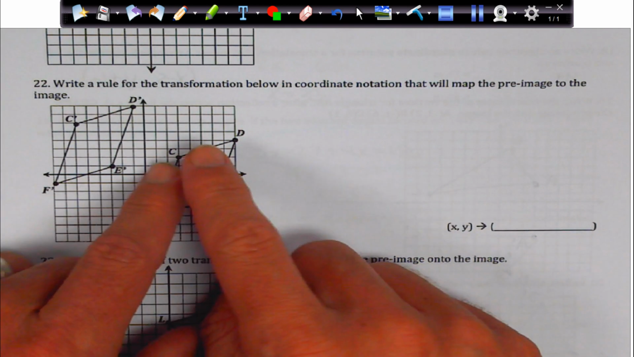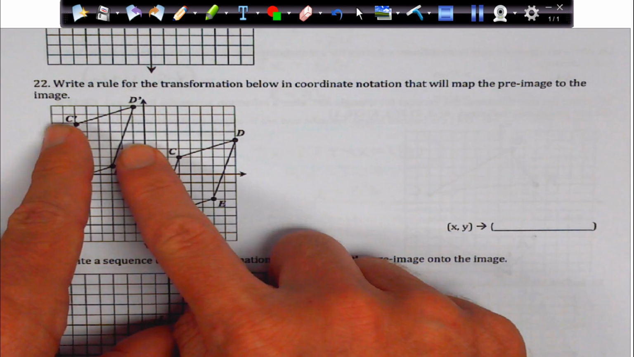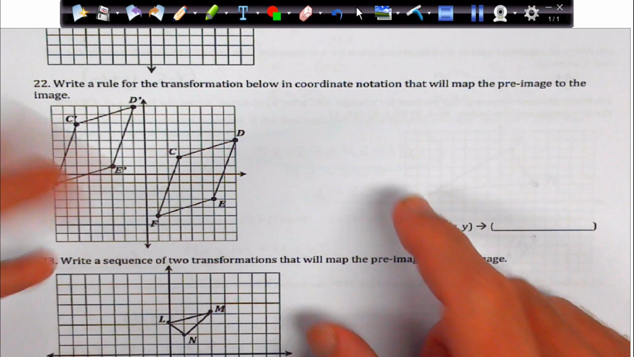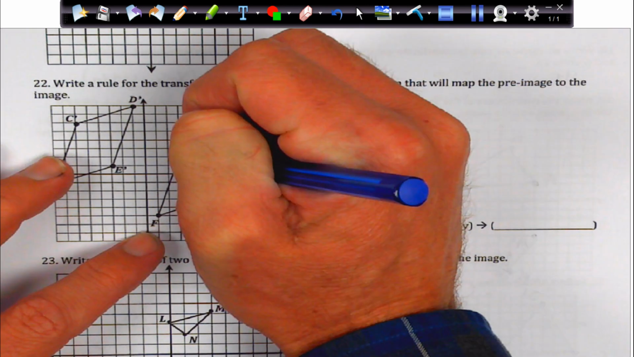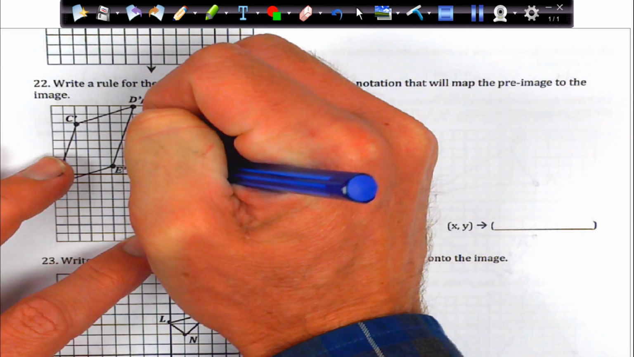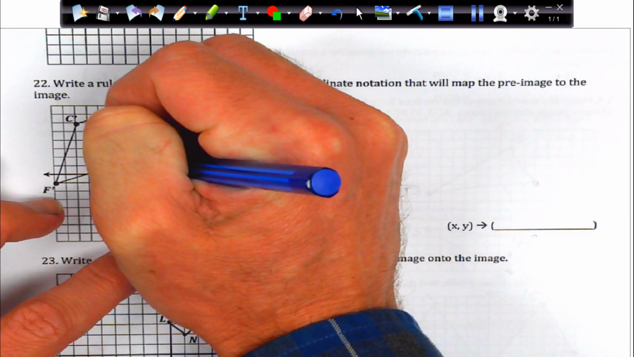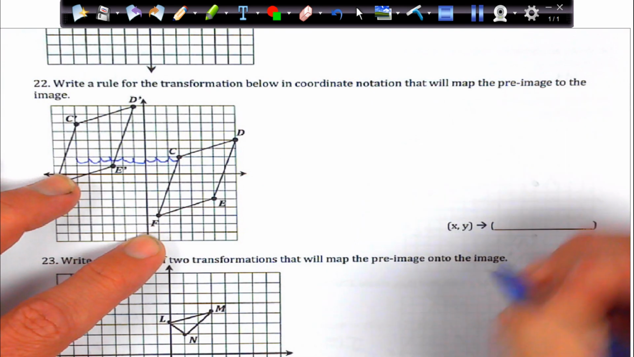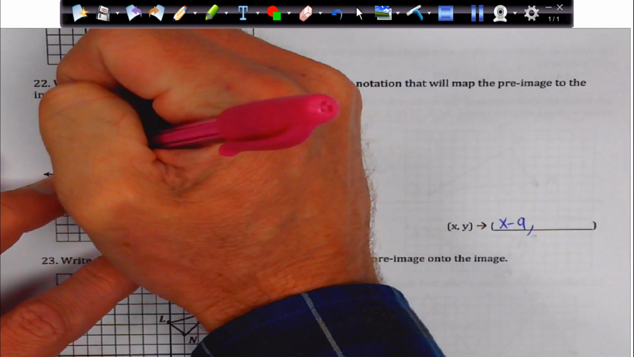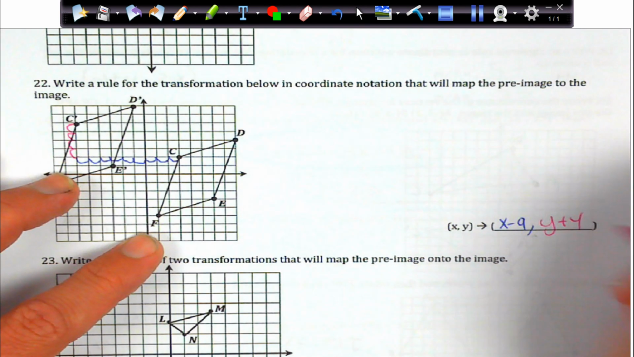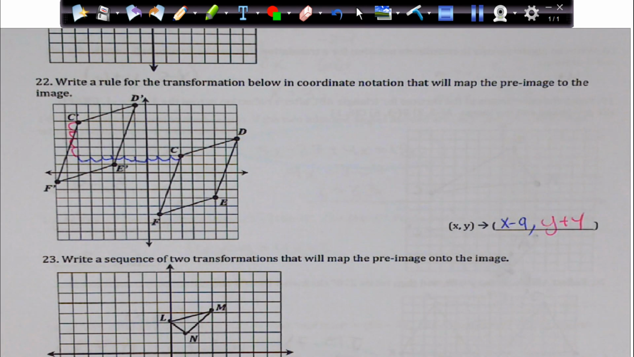All right. So I'm going from here. Just remember, I'm going from this shape to this shape. Rule for the transformation. This has to be a translation. So I'm just going to count how many have to go back. 1, 2, 3, 4, 5, 6, 7, 8, 9. So that's going to be x minus 9. And then I have to go up 1, 2, 3, 4. Y plus 4. Okay, that one was relatively easy.